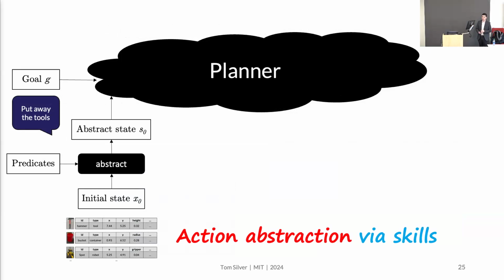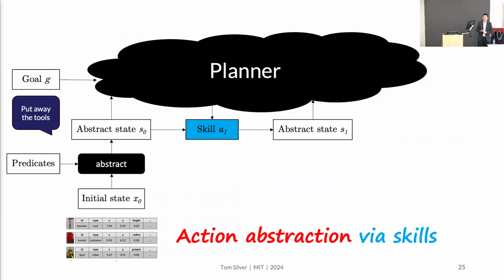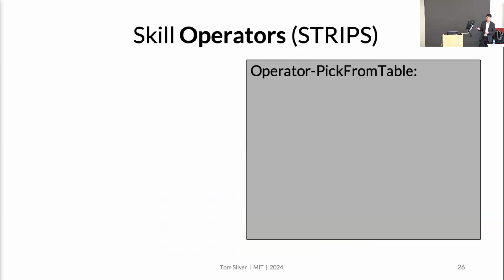And this will be what I'll refer to as skills. Skills are going to be responsible for reasoning in this abstract state space about what abstract states can be reached from other abstract states. So concretely, a skill is going to have an operator. For anyone who might be familiar with STRIPS or PDDL, these are from the AI planning literature. That's the kind of operator that I'm talking about here. But for anyone who hasn't seen these before, here's an example operator for a skill called pick from table.